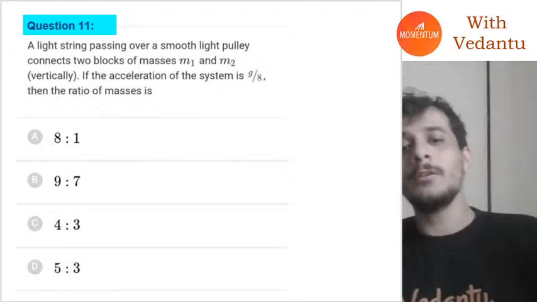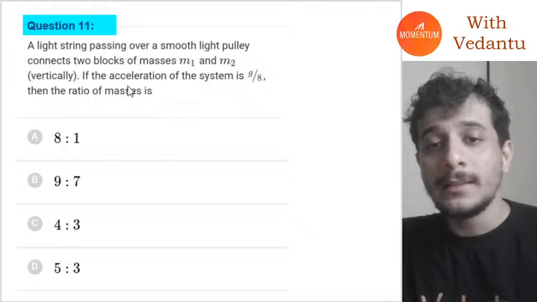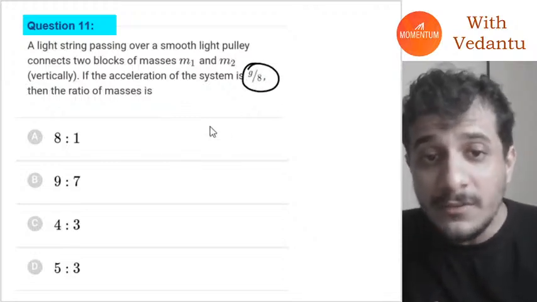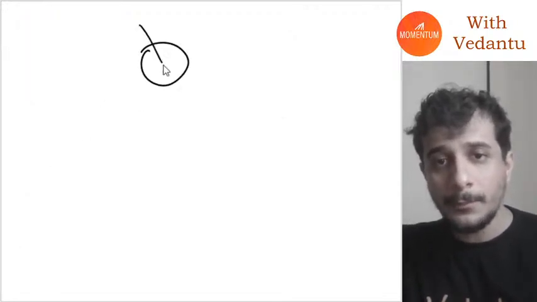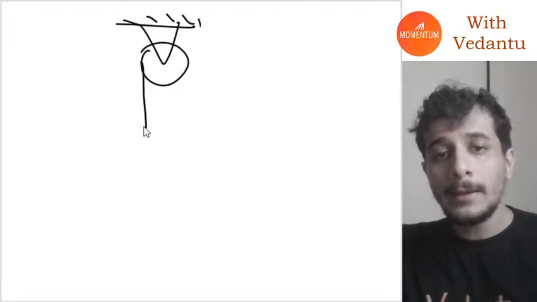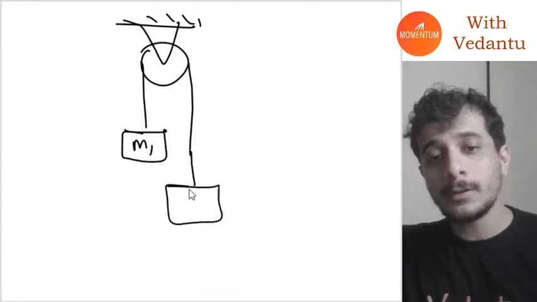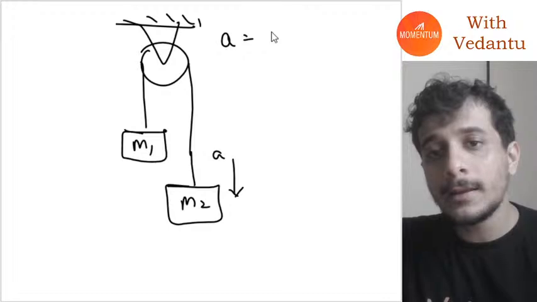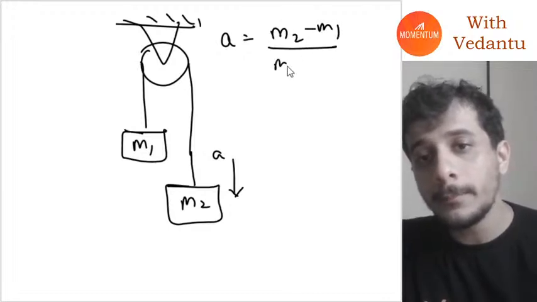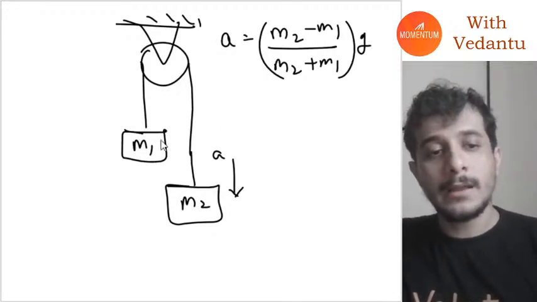A light string is passing over a smooth pulley and connects two blocks of mass m1 and m2 vertically. The acceleration of the system is g divided by 8. Then the ratio of the masses is what? Now, guys, this is a very simple Atwood machine. If I have a pulley and two masses m1 and m2, let's assume that m2 is the heavier one. Then the acceleration a is given by a simple formula, that is (m2 minus m1) upon (m2 plus m1) into g.